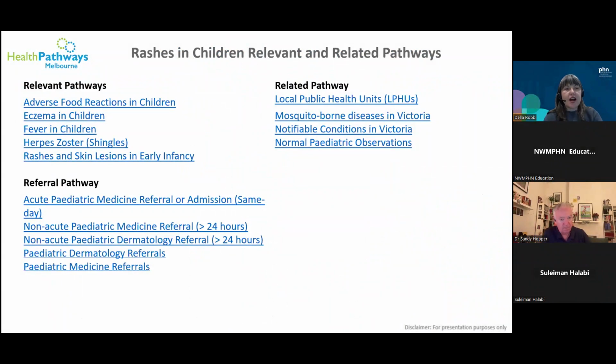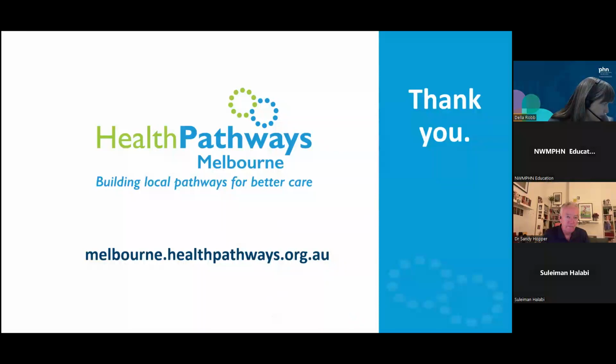What you can see now is a range of referral pathways and information to do with rashes in children. So that's the sort of information that you would get from a search on rashes in children. That's it for our information on health pathways.